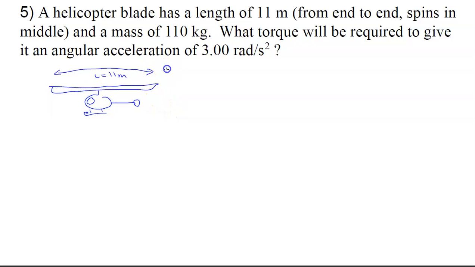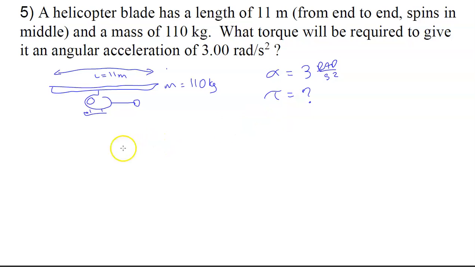And the mass of that helicopter blade is 110 kilograms. What torque do I need? How big of a motor do I need to put in this helicopter to get this thing to go here? I need an acceleration of 3 radians per second squared. So that would be alpha, my angular acceleration. Looking at the units there, it's not meter per second squared. If it was, it'd be regular acceleration. But radians per second squared would be angular acceleration right there. They're looking for the torque.